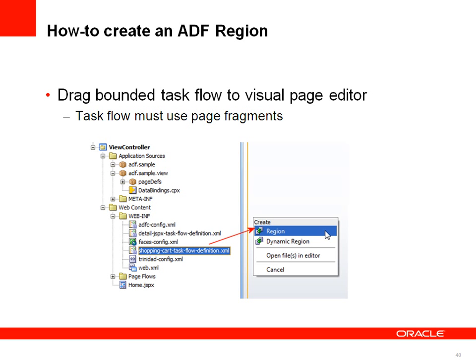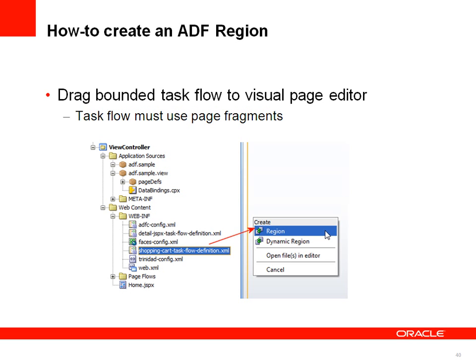So how do you create a region? If you build a bounded task flow with page fragments, then from the application navigation view you just drag and drop the definition file, or you see there's a page flows node under the web content node which would just list the page flows without the extension .xml. So either way would work.